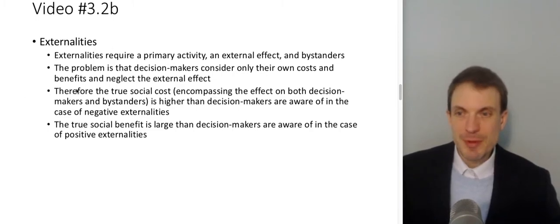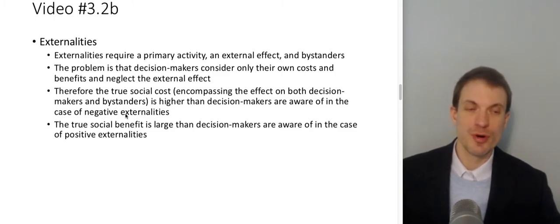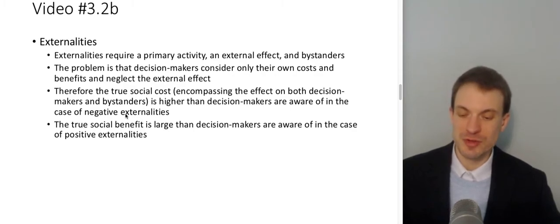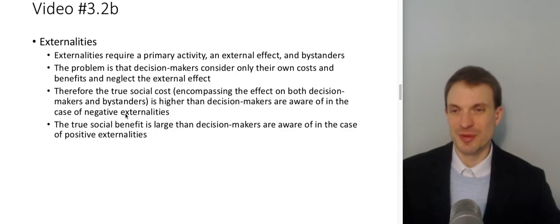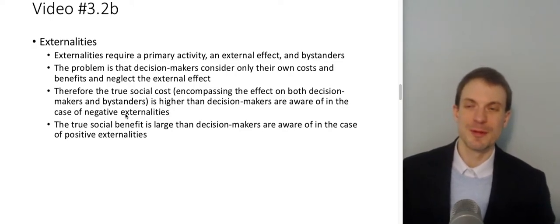So what ends up happening is the true social cost, which encompasses the effect on both the decision maker and the bystanders, is going to be higher than the decision makers are aware of. In the case of negative externalities, they're going to overproduce. They're going to generate this larger social cost than what they're responding to. They're only going to respond to their own individual private cost. They continue producing as long as marginal benefit exceeds marginal cost, and since the cost is looking artificially low, they produce far beyond when they should stop.